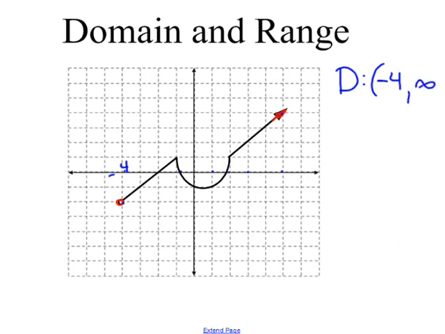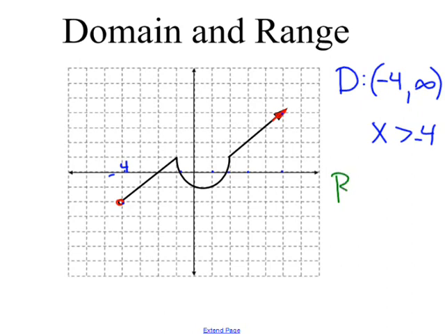So we use infinity to represent forever. And you also never include infinity. Infinity is an idea, not a number, so you can't ever include it. So it's always a parenthesis. And if you are writing in inequality notation, you would write strictly x is greater than negative 4.